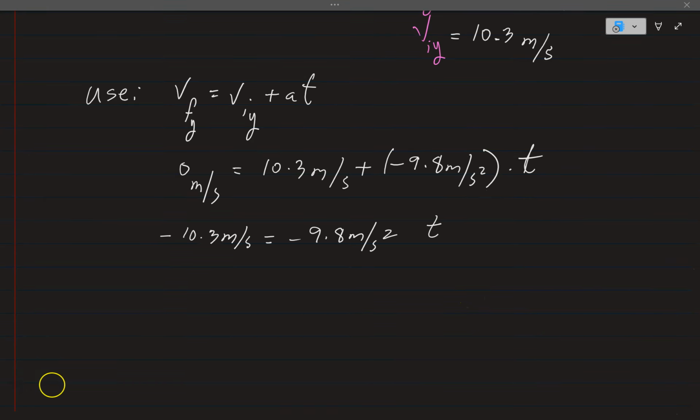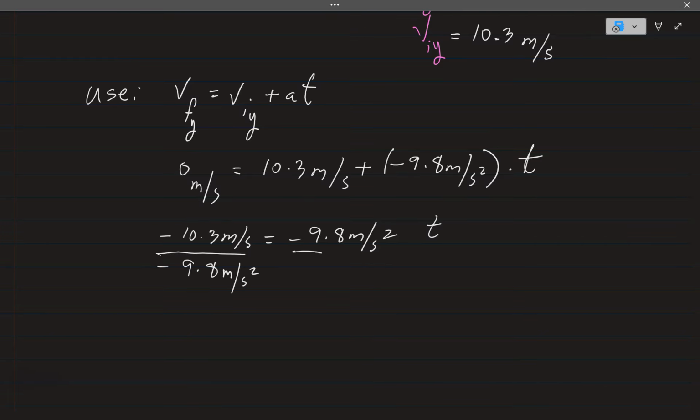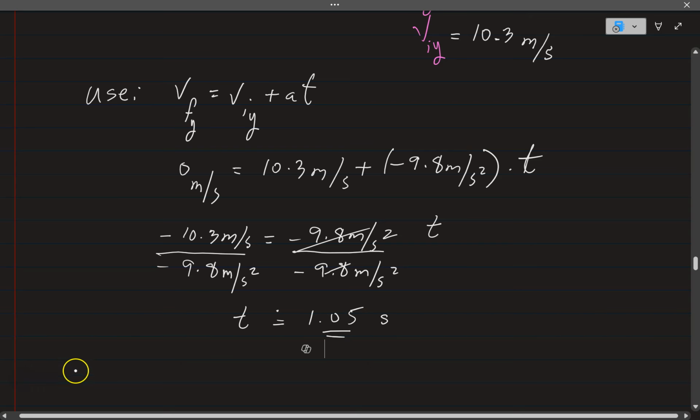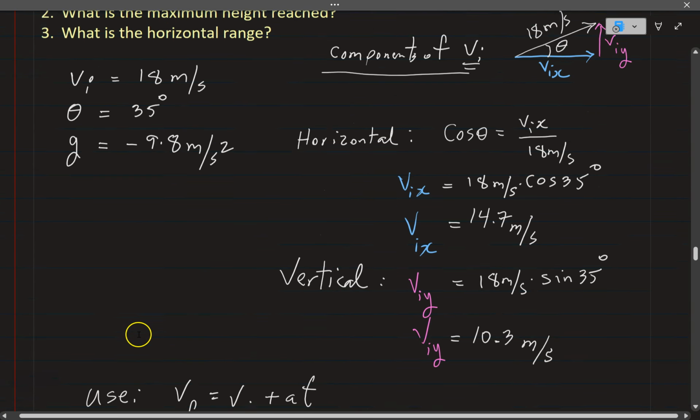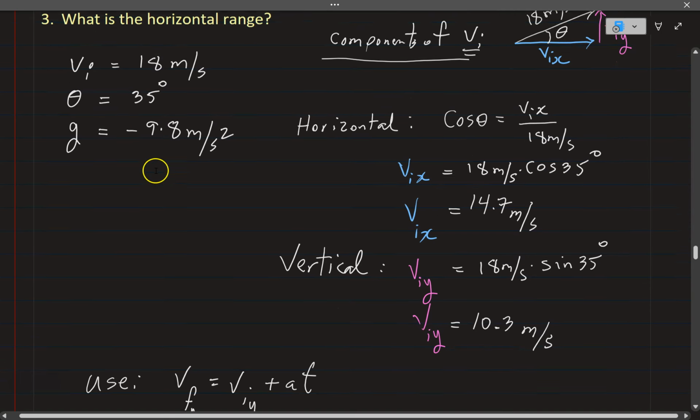So here it is. We have isolated the variable t, the time, and then divide both sides by the coefficient, which is negative 9.8 meters per second squared. And then when you divide, your answer for time will be approximately 1.05 seconds. But the total flight time, because that's what the question says, what is the time of flight? This is the total going up and down.